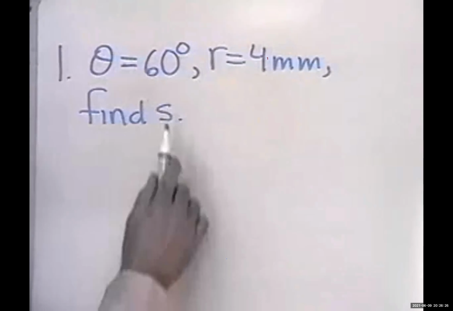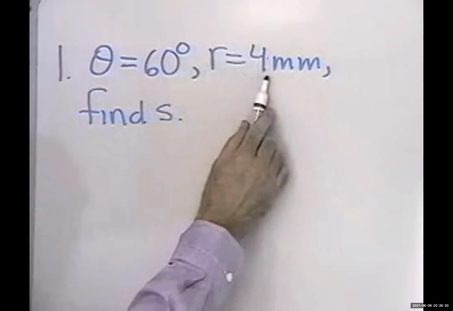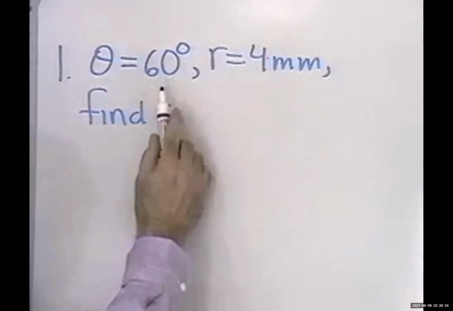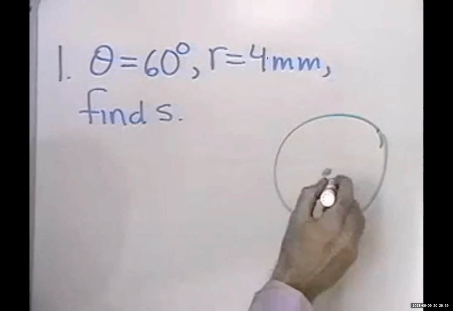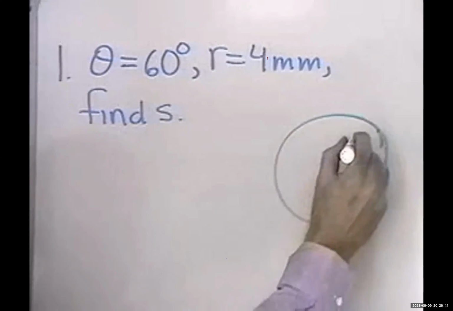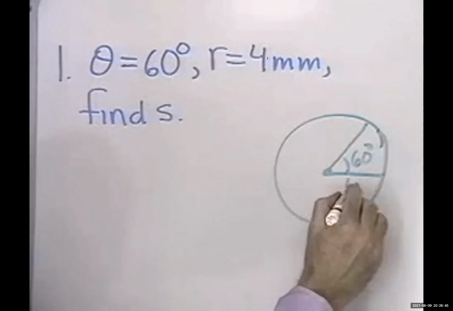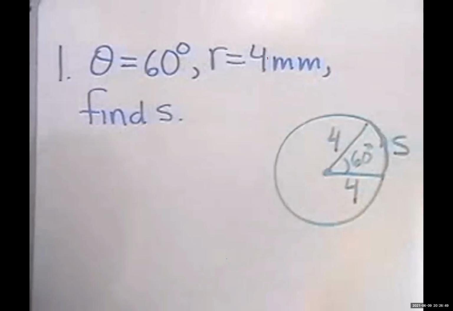Suppose that theta equals 60 degrees as a central angle in a circle with a radius of 4 millimeters. Let's find the arc length S cut off by angle theta. Let me draw a little picture over here. This will be my circle. I have a central angle of 60 degrees. The radius of this circle is 4, so that's 4 and that's 4. And what I want to find is this arc length S.